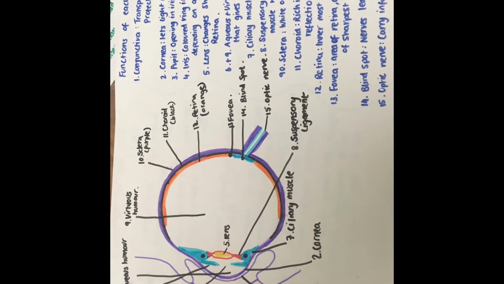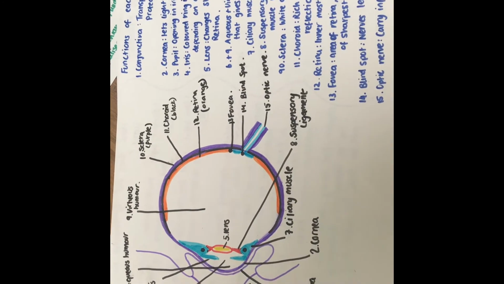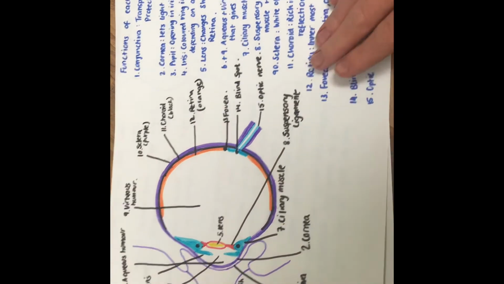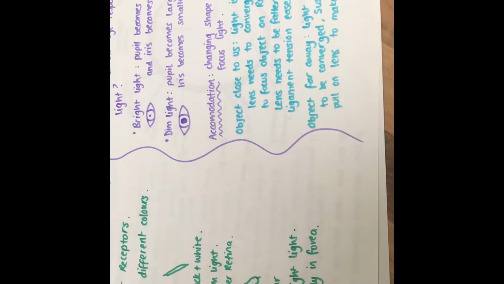Okay, so they are the different parts of the eye. I might take a picture of this and put it up onto the Google Classroom as well if you think it will help. Okay, so talking more about what rods and cones are.